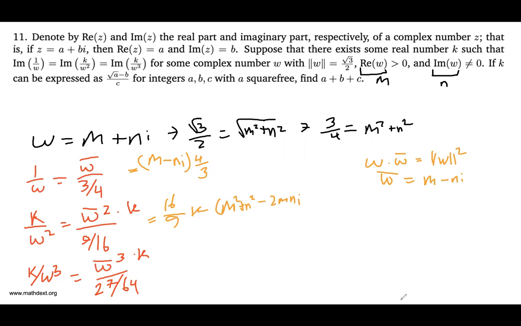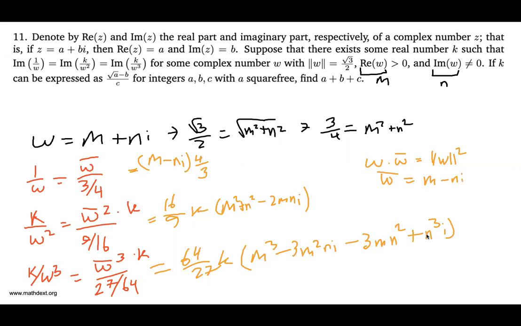Okay? Finally, the last one over here turns into 64 over 27 k times w bar cubed. And if you expand w bar cubed out, you will get m cubed minus 3m squared ni minus 3mn squared plus n cubed i.